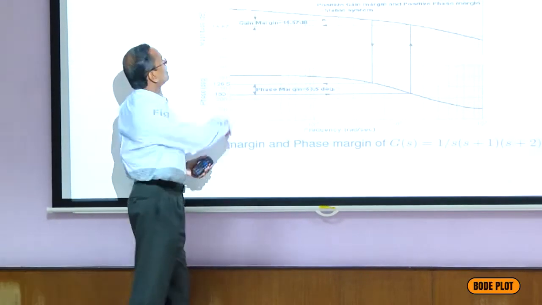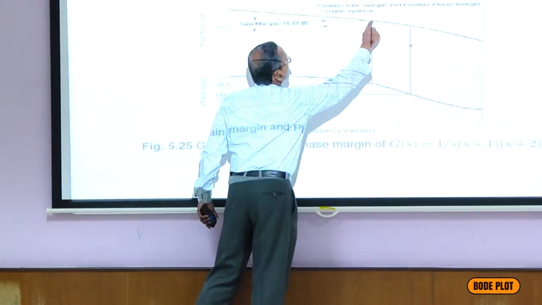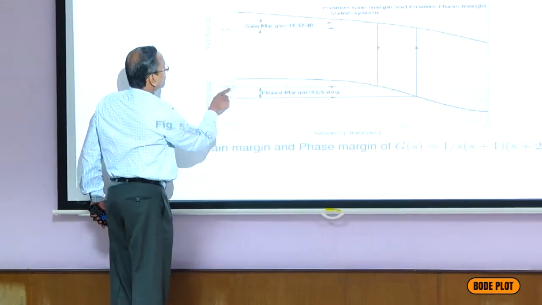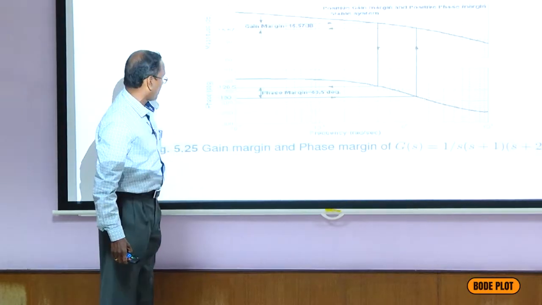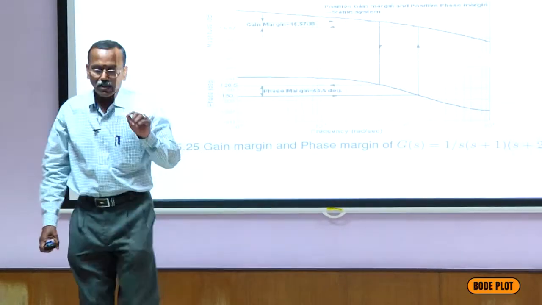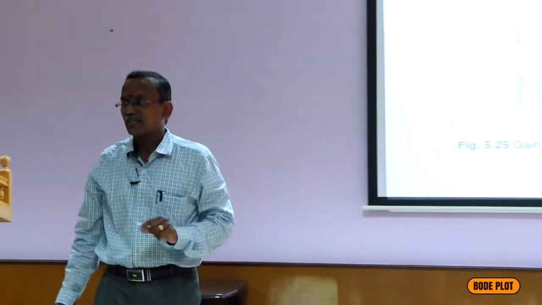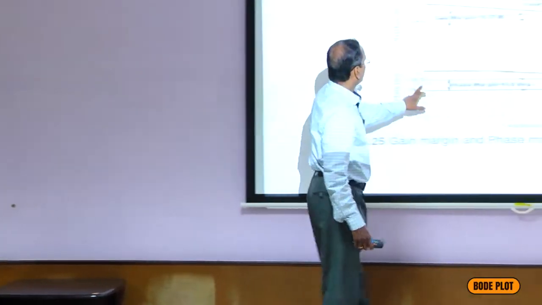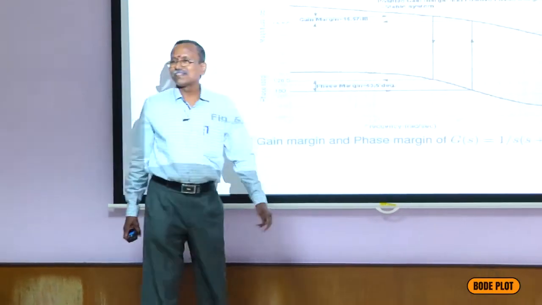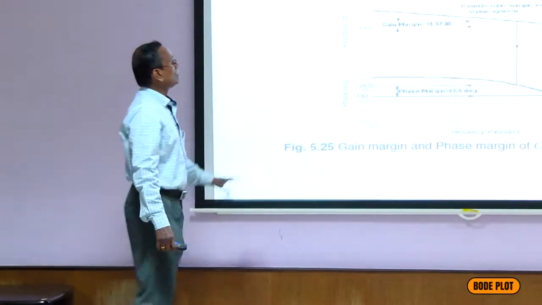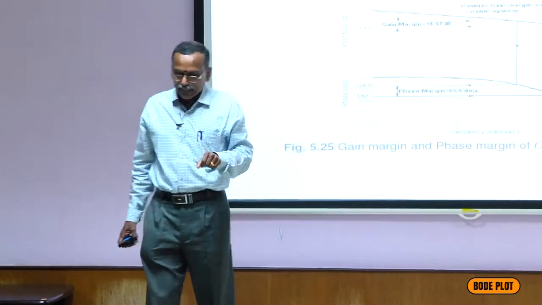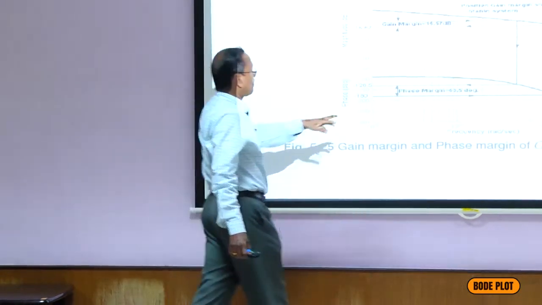What is the phase margin? At 0 dB, bring it here, this is the gain crossover frequency. At the gain crossover frequency, what is the phase angle? Minus 120.5. Therefore, the phase margin is 180 minus 120.5, which is 59.5. The phase margin is 59.5 degrees. Phase margin is 180 plus the angle at the gain crossover frequency.